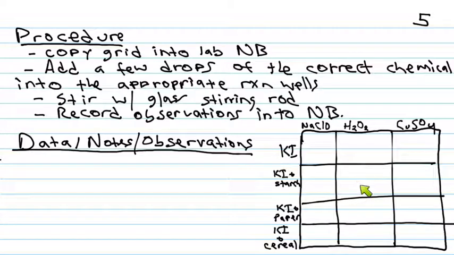Then I have my data table. In this case, I don't have enough room, so I'm not going to write any observations in here. I'm just going to use this as a grid to help me perform the experiment. I'm going to take my notes and observations elsewhere. Okay, so during the lab, you're going to put in the first column sodium hypochlorite in the entire column, hydrogen peroxide in the entire column, copper 2 sulfate in the entire column, potassium iodide in this row, potassium iodide and starch in this row, potassium iodide and paper, and finally potassium iodide and starch. Then you're going to observe any chemical reactions that happen.